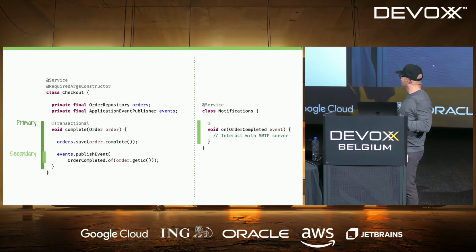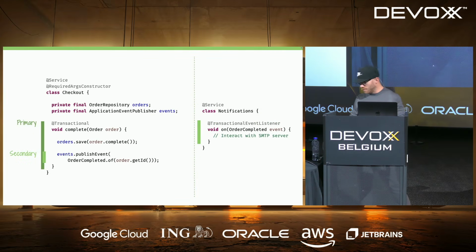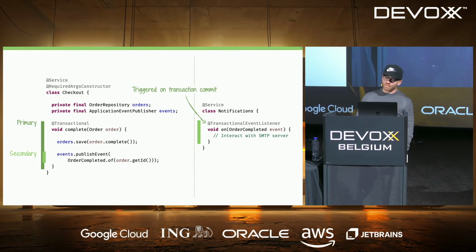The event listener, we could make it a transactional event listener. That's one of the rare cases in Spring Framework where I think it's a rather unfortunate way of naming, and I don't really find a better name. It's not an event listener that runs in a transaction, but an event listener that runs bound to a transaction, right? The way this works is that this listener is triggered only on transaction commit.